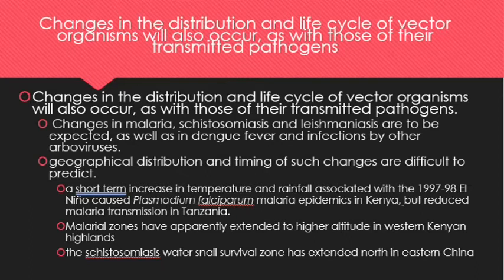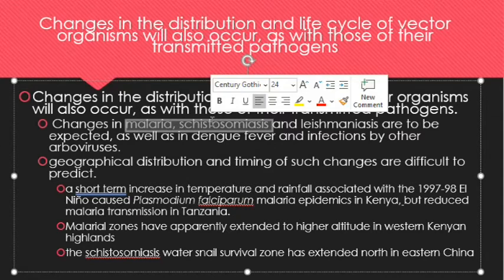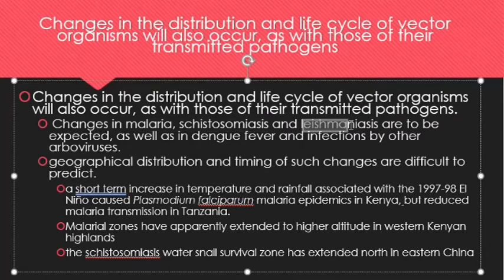So ito yung mga example ng mga sakit: malaria, schistosomiasis, makikita yan sa snail, and, I don't know how to pronounce this, leishmaniasis. Okay. Are to be expected as well as in dengue fever and other infections. So later on, we will discuss yung mga vectors na nag-aano sa water disease and other diseases and sa mga food. So geographic distribution and timing of such changes are difficult to predict.